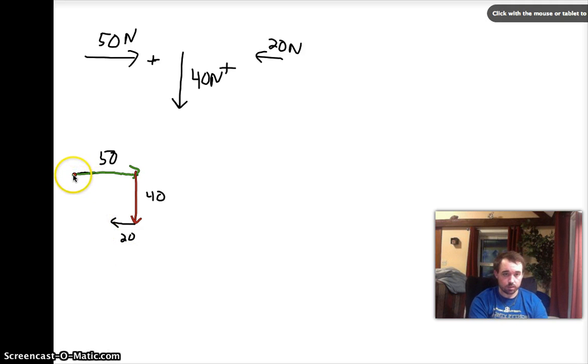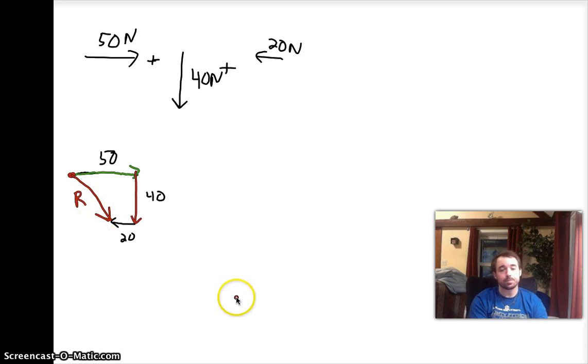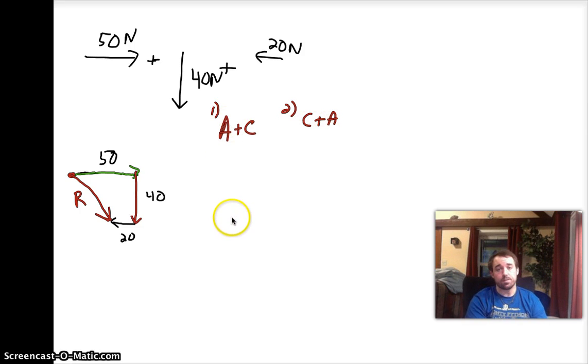Again, running out of colors. So it still works the same. So my resultant from the tail of my first down to the tip of my last. So this is my resultant. How do I figure that out, though? Well, remember what one of the first worksheets, we said we had A plus C, and then that was like question 1. And question 2 was what's C plus A? And we got the same exact answer, again, because vectors are commutative.